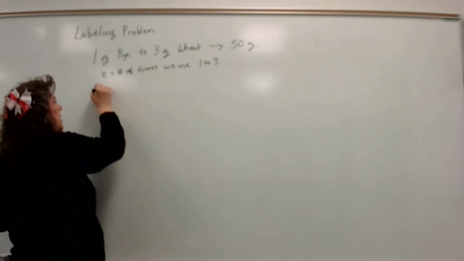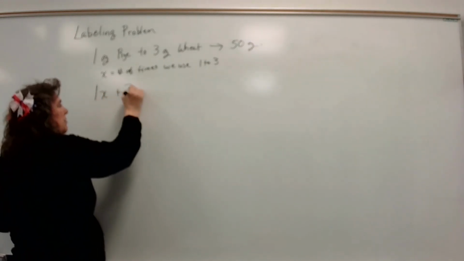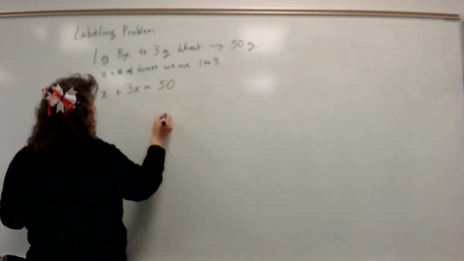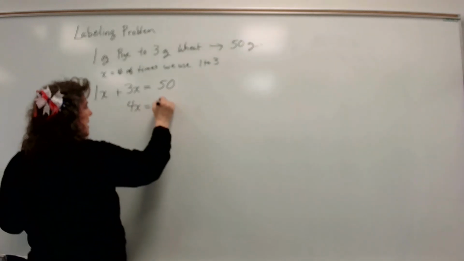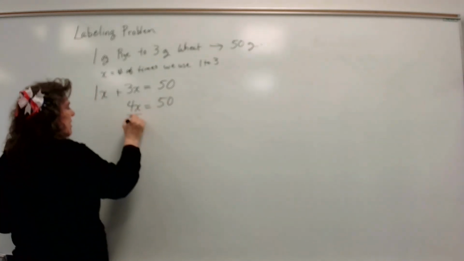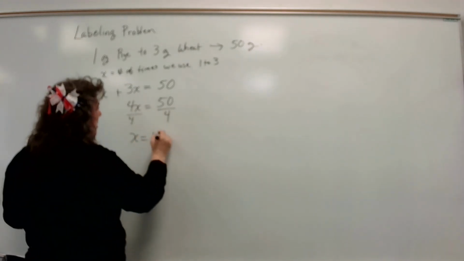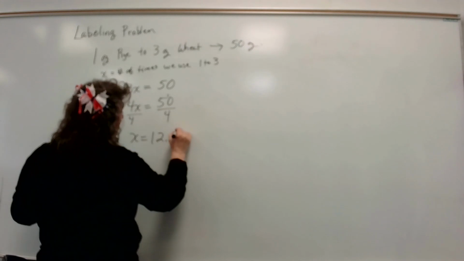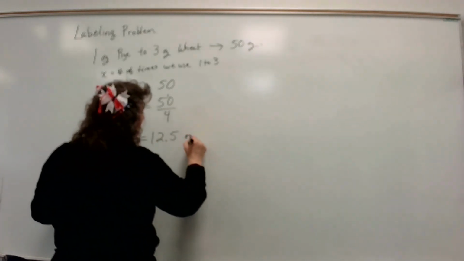So, my equation becomes 1 times x plus 3 times x is equal to 50. Continue solving your equation. 1x plus 3x is 4x. Divide by 4. And x is going to equal 12.5. So we have 12.5 ounces.